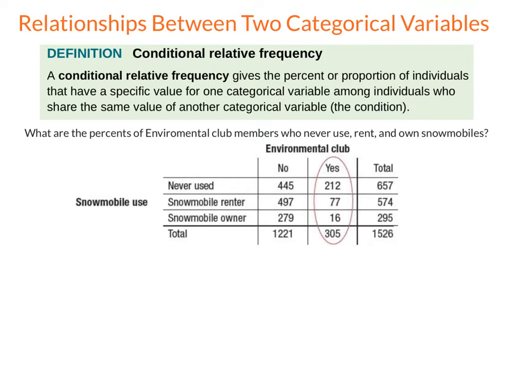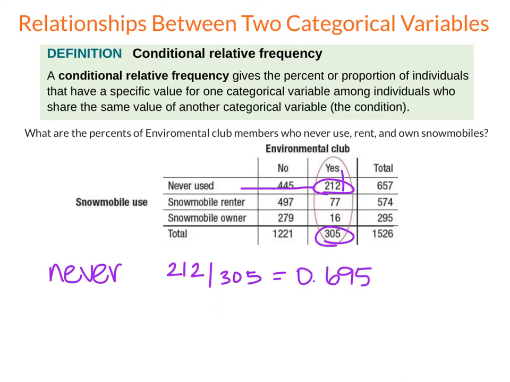So let's answer the question: what are the percents of environmental club members who never use, who rent, and who own snowmobiles? To find the percentage of environmental club members who never use a snowmobile, I'm going to go to yes, which is all going to be in the same column, and over to never used. That's 212, out of our total of 305. When you divide that out for a percentage, 0.695, which is about 69.5%. Now that's 69.5% of environmental club members that have never used a snowmobile.